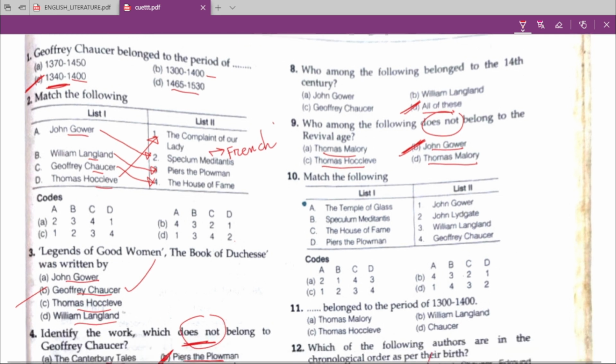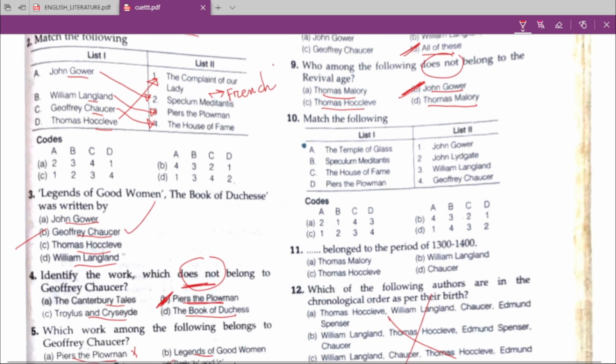Next question. List 1: The Temple of Glass, Speculum Meditantis, The House of Fame, Piers the Plowman. And list 2: John Gower, John Lydgate, William Langland, Geoffrey Chaucer. Match the following. I told earlier that Speculum Meditantis is written by John Gower, which was written in French language.